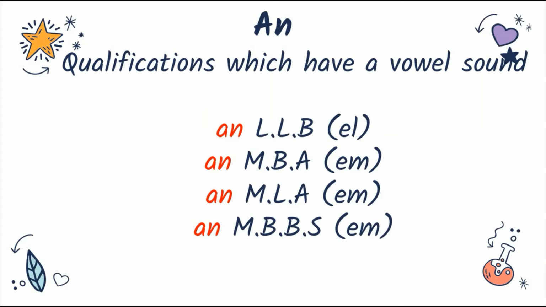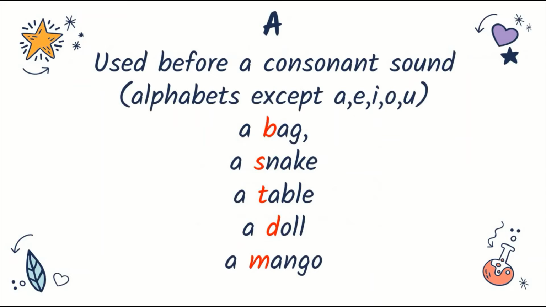The indefinite article a is used before words that begin with a consonant sound. Consonants are those 21 letters of the alphabet except the 5 vowels. Therefore, a is used before bag, which begins with a ba sound. Snake that begins with a sa sound. Table that begins with a ta sound, and so on.